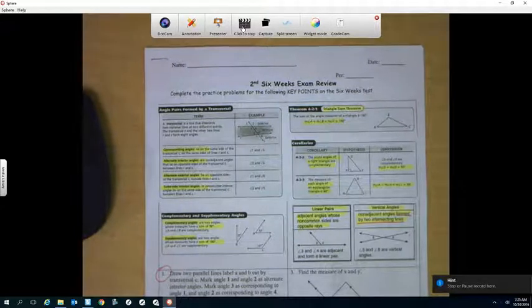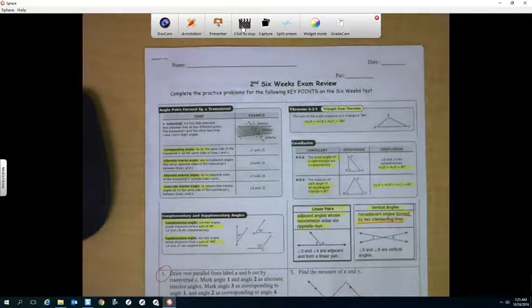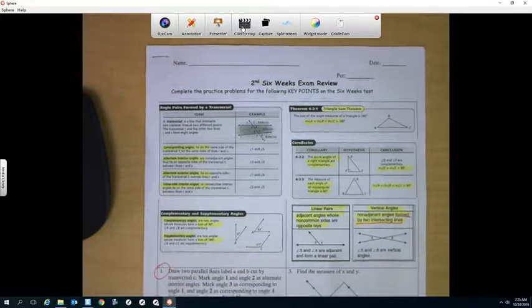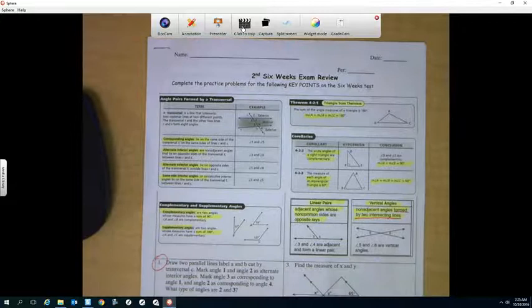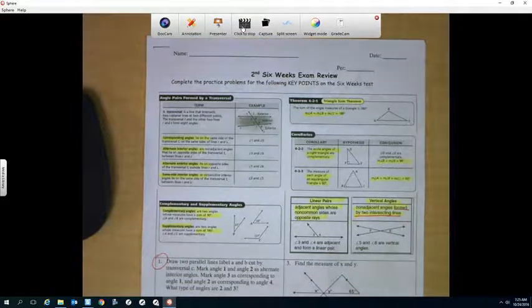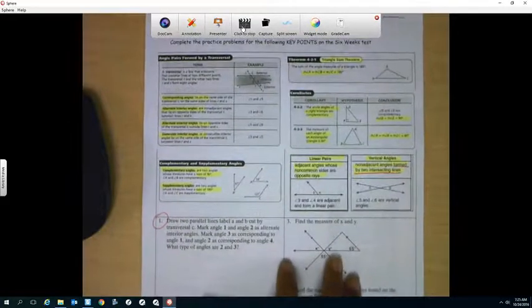Okay, here is your playlist for your review for your 6 weeks exam, which is Tuesday. I have some key information highlighted here, so these are things you might want to study and make sure you know, especially the types of angles formed by a transversal with parallel lines or just two lines intersected by a transversal. And then this is some prior knowledge information.